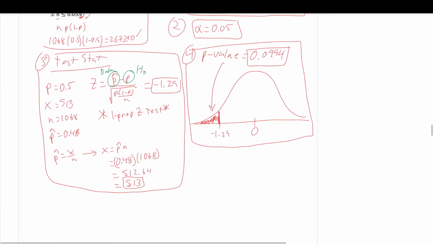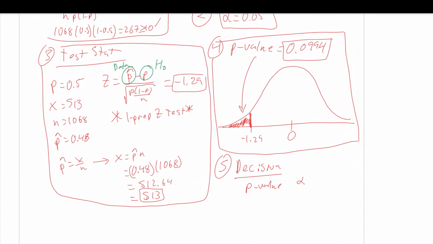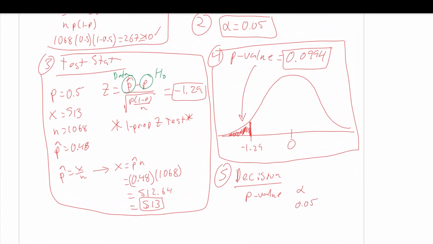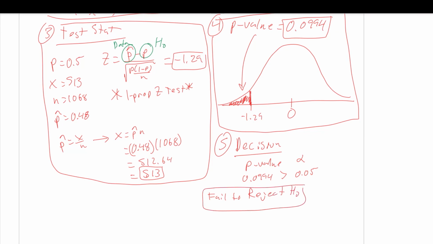And then in step 5, we have to make a decision. The decision is made by comparing your p-value to your significance level. What was the significance level in step 2? Just 5%. The p-value is 0.0994. So the p-value is greater than alpha, so we fail to reject the null hypothesis. Why? Because 9% is larger than the 5%. We were willing to accept up to a 5% chance of being wrong. In this case, if we reject the null hypothesis, there's about a 9.94% chance of being wrong. We weren't willing to take that risk.